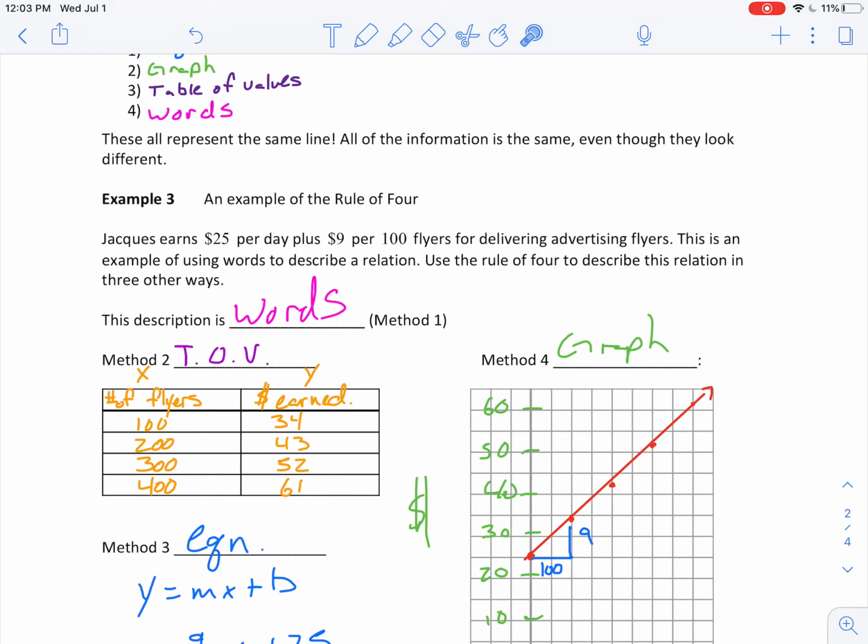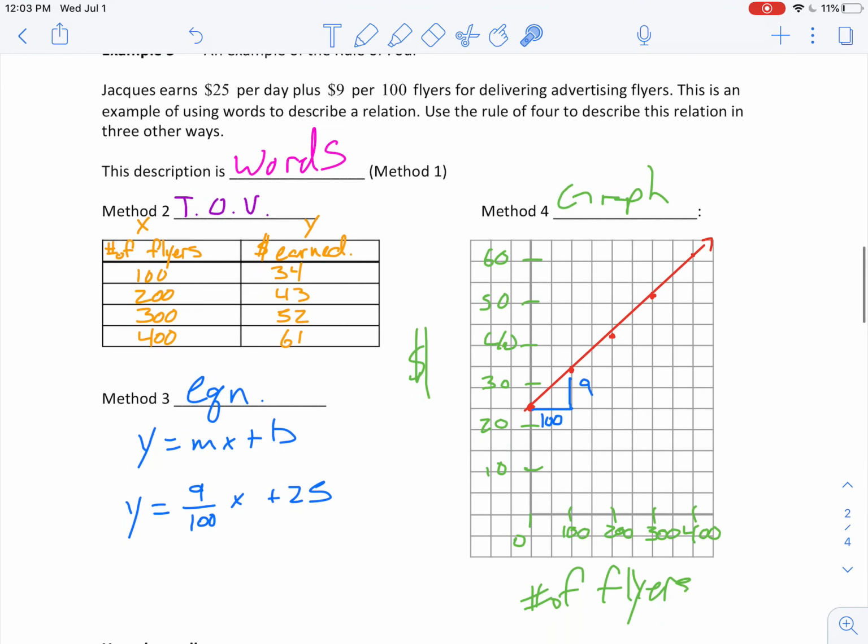Well, I know that he earns $25 plus $9 for every 100. So after 100, I'm adding those together. So 25 plus 9 would give me 34. Plus another 9, plus another 9, plus another 9 for every 100 flyers that he sells. So this would be our table of values.